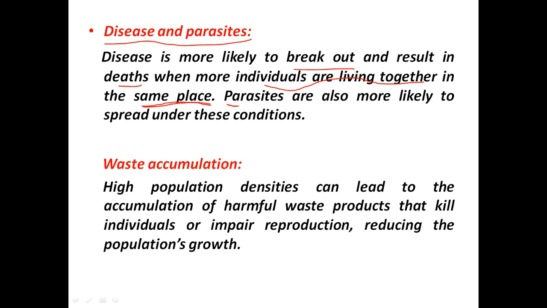decreasing. And at the same time, in high density populations, when individuals are living together, it's very likely that parasites are also more likely to spread under these conditions, and parasites will also lead to the death of certain individuals. And this way disease and parasites control or regulate the population growth. All right, then we have waste accumulation. High population densities can lead to the accumulation of more harmful waste products that can kill individuals or reduce the population growth. So these are the density dependent factors.